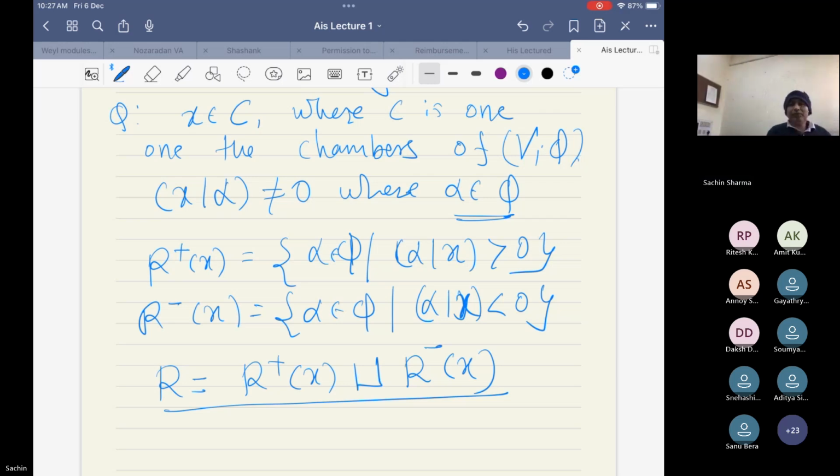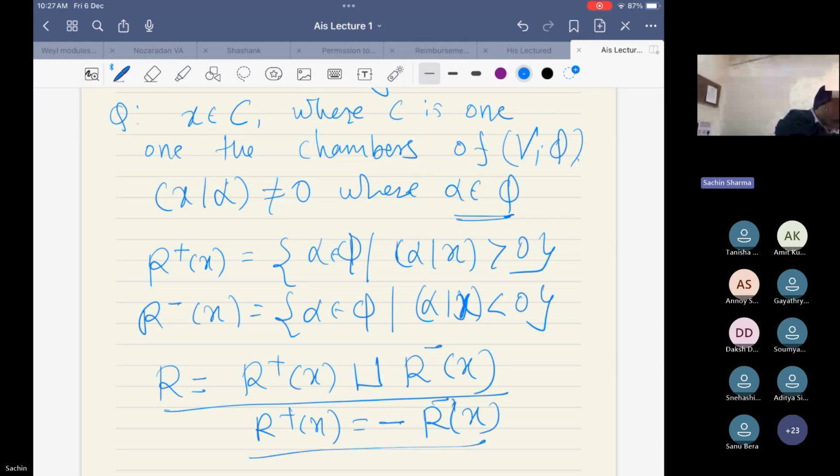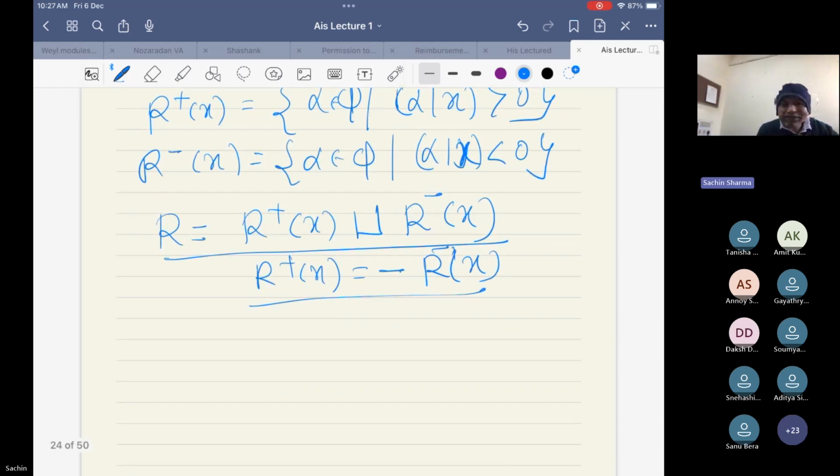If you take the negative of all the elements of R plus, will that give us R minus? Obviously, because we will be able to show that if alpha belongs to R plus of x, then minus alpha belongs to R minus of x. Similarly, vice versa. So what we have is R plus of x is just the negative of R minus of x. So that partitions your root system equally in half.